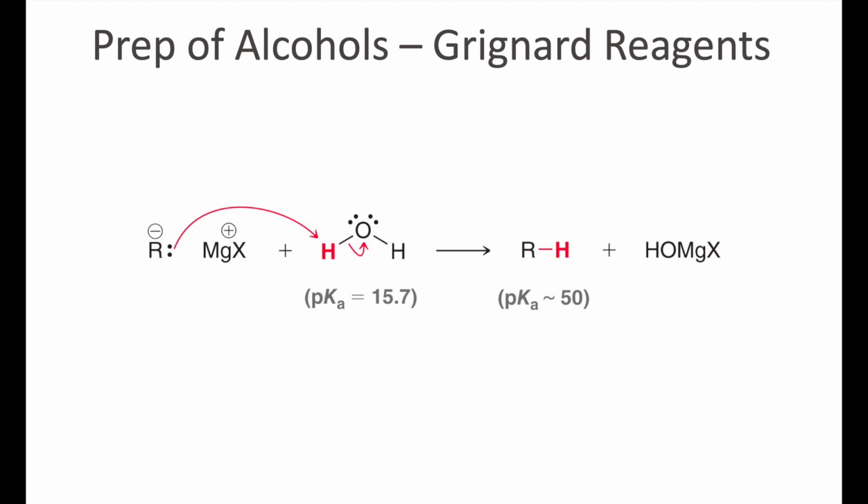But because the pKa of alkane versus that of water is so different, this reaction is driven completely to the right, and you would have consumed all of your Grignard reagent. So because we don't want to waste our Grignard reagent, we must react the Grignard reagent first with the carbonyl and then add in water for the protonation step.